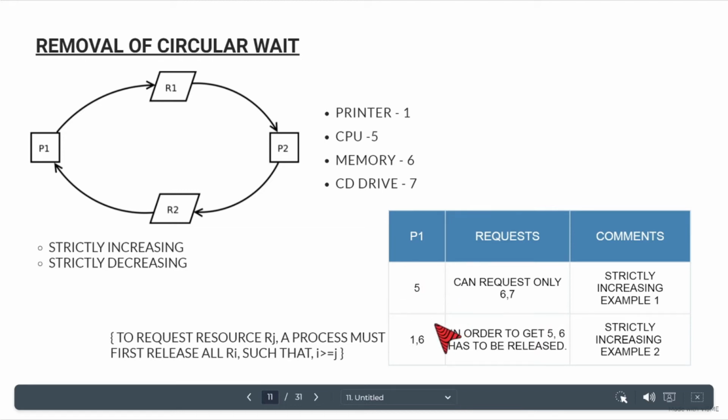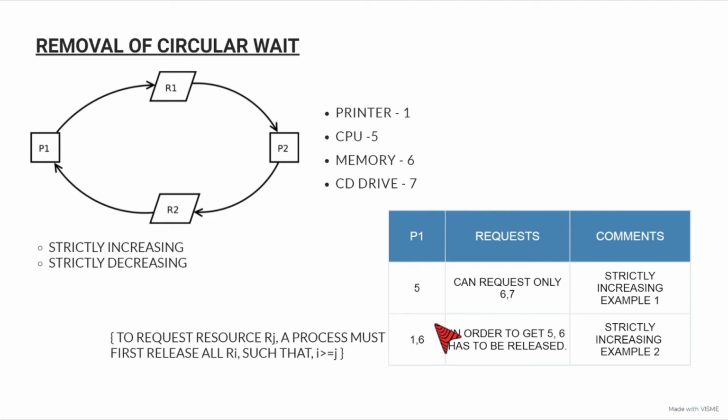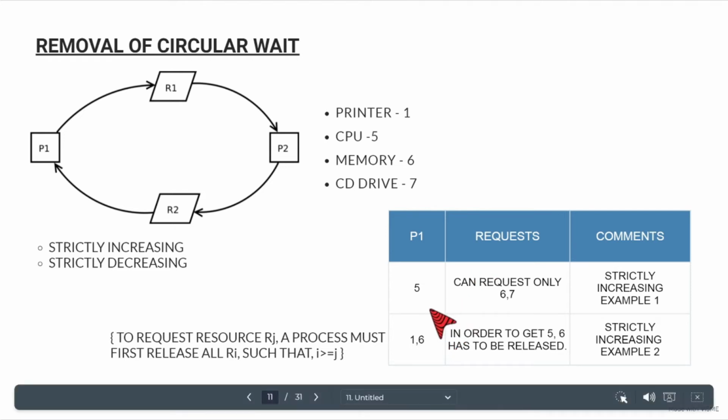Take the next example, 1 comma 6. So I am having printer and memory. This process is also a strictly increasing process. In order to request 5, I need CPU now, so I need to release 6. Why? Because 6 is greater than 5.